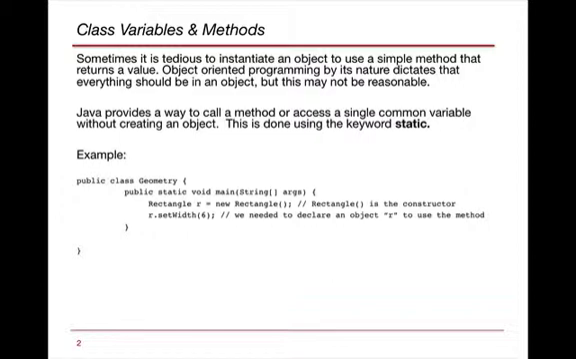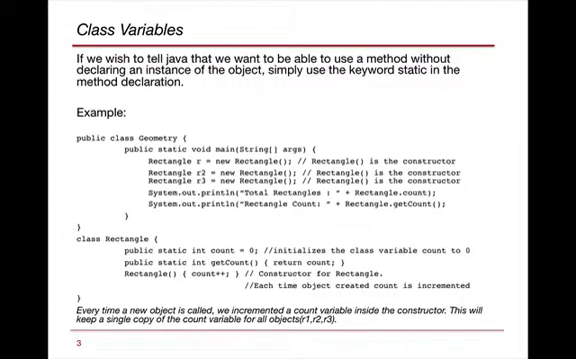So this is our previous example from before where we have our geometry class and we've declared an instance of the object rectangle defined as R, and we can access our methods using R. If we want to tell Java that we want to use a method, or even a variable, without declaring an instance of an object, all we need to do is put the keyword static in front of the method declaration.